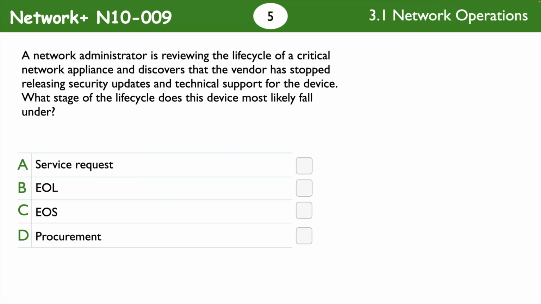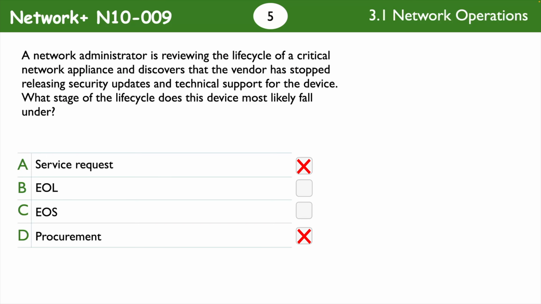And we can start by eliminating A, service request. And that's going to involve reaching out to the vendor or support team to address a specific issue or need during the active life cycle of a device. But based on the key phrases, this is not possible to do. We can then rule out D, procurement. And procurement involves acquiring a device or a product at the start of its life cycle. So different phase of the life cycle. So we can rule out that.